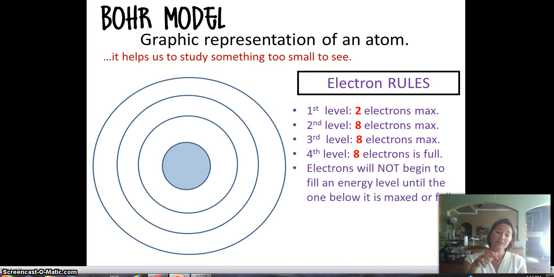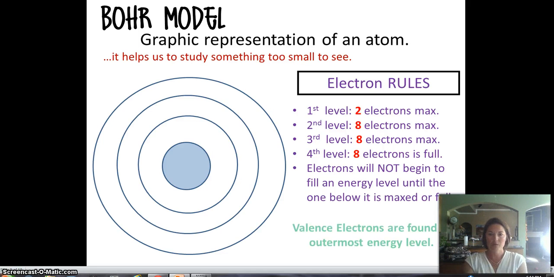Electrons will not begin filling out the next energy level, though, until the energy level below it is full. So an atom isn't going to have 1 electron in the first shell and then start filling in the second shell. The first shell has to be filled up before electrons will start filling up the next shell. And remember, valence electrons are found in the outermost energy level. So whether it has 1 ring, 2 rings, 3 rings, 4 rings, 7 rings, the number of electrons in the outermost ring will be the valence.